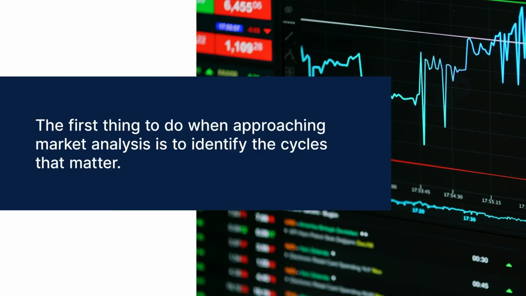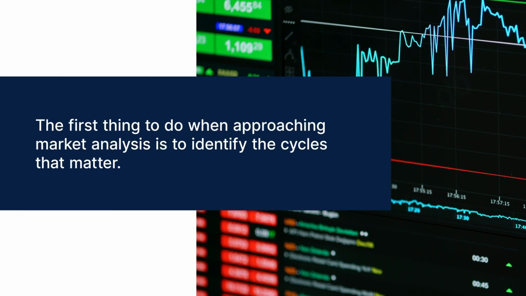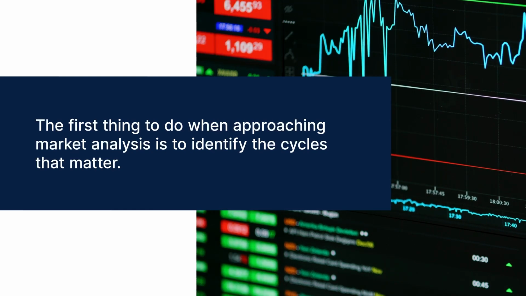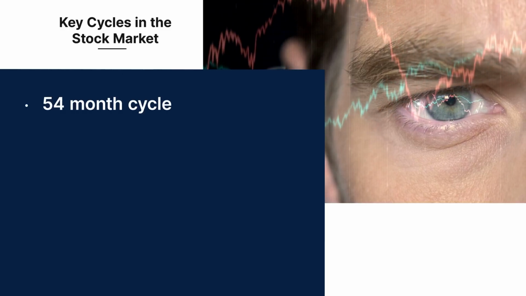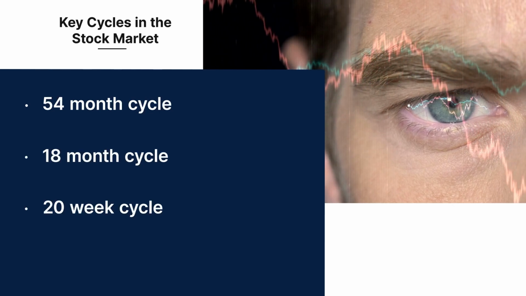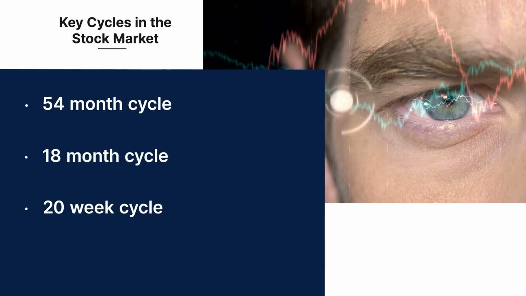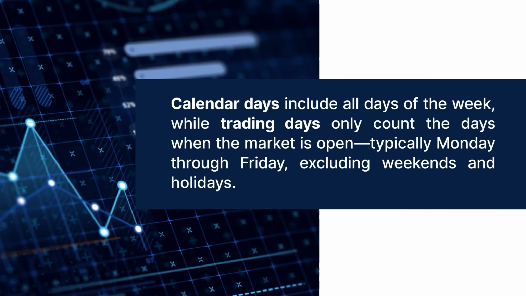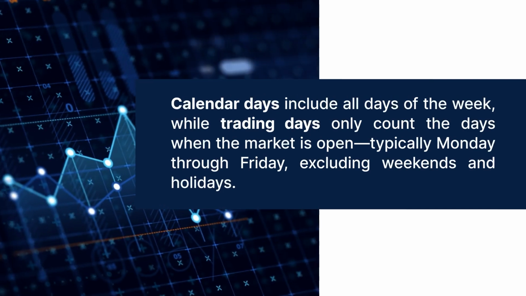Now, the first thing we're going to do, and the first thing you should do in any market when you're studying it for the first time, is to find the cycles that matter the most. The most important cycles for the stock market are the 54-month cycle, the 18-month cycle, and the 20-week or 140-day cycle. Now, I call it a 20-week cycle because I don't want to generate any confusion. It's 140 calendar days or 100 trading days.